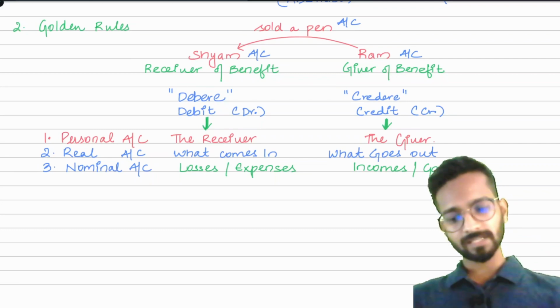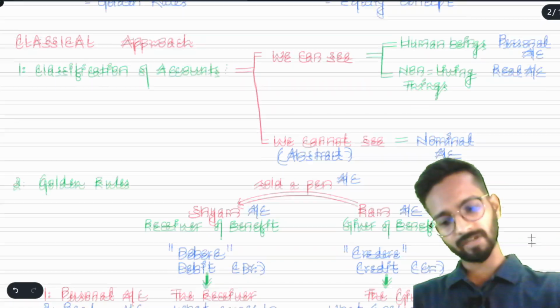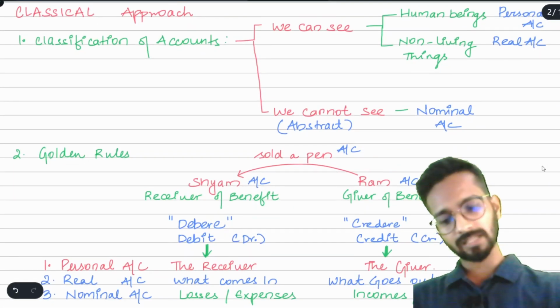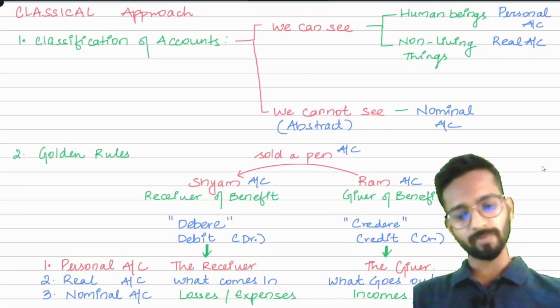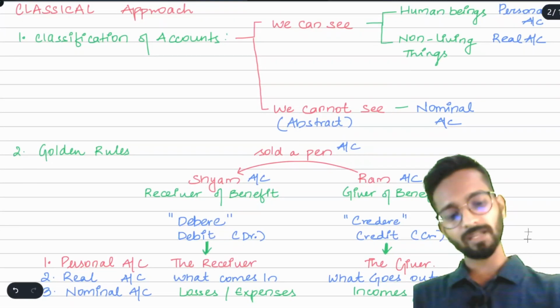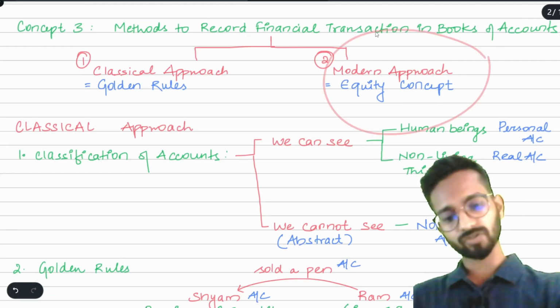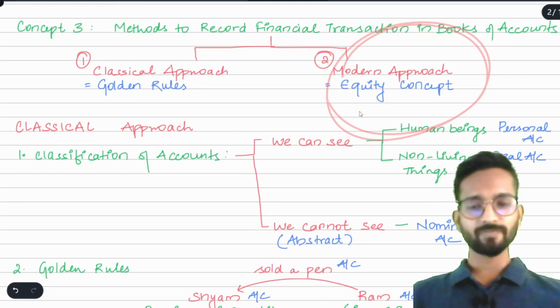Now, that's it for this video. We have discussed the classical approach. What have we discussed? We have discussed classification of accounts, personal, real and nominal, then the golden rules. Please revise it properly. In the next video, we will be discussing the second approach, that is our modern approach, that is equity concepts. Thank you so much.